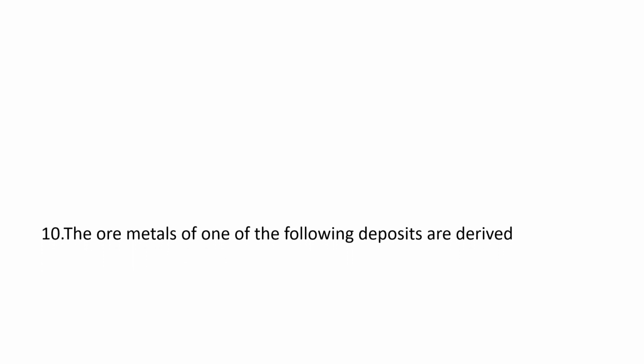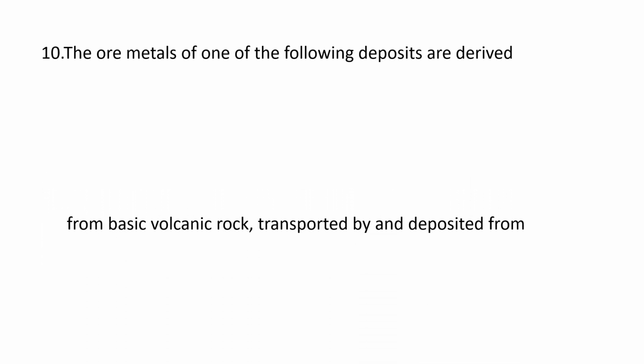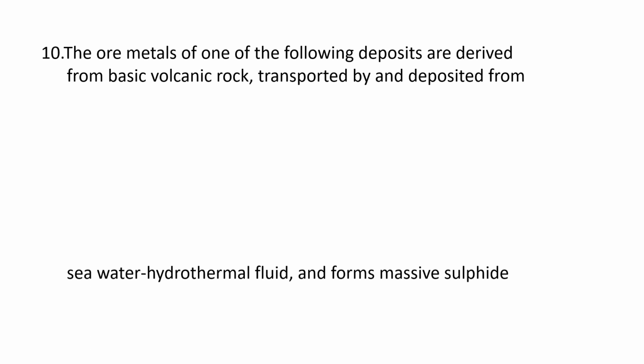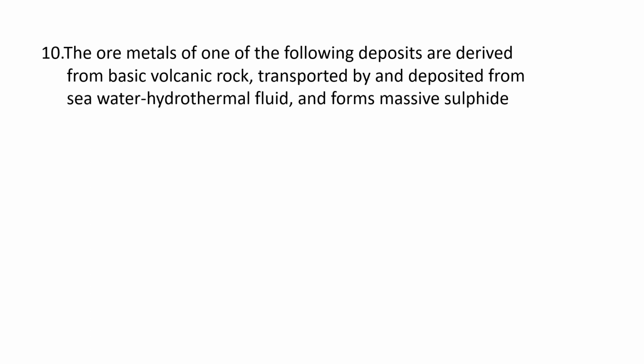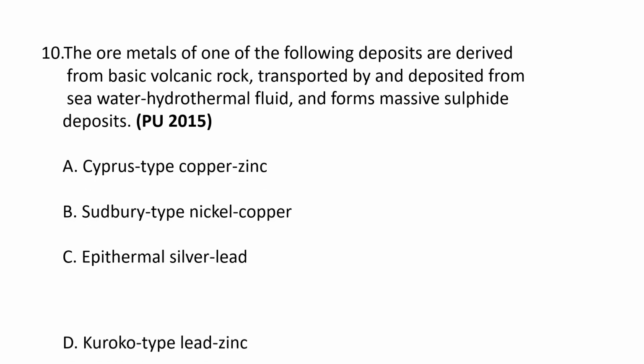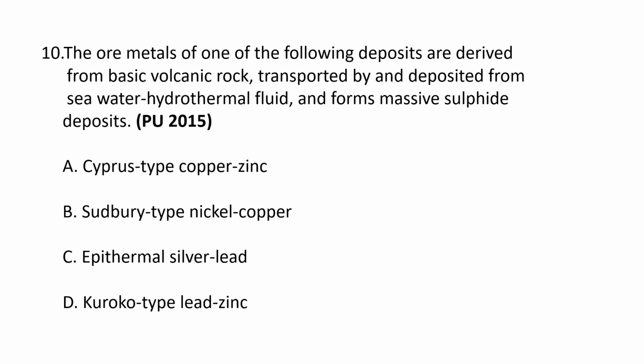Next question. The ore metals of one of the following deposits are derived from basic volcanic rock, transported by and deposited from seawater hydrothermal fluid, and form massive sulfide deposits. So these are A. Cyprus type copper zinc, B. Sudbury type nickel copper, C. Epithermal silver lead, and D. Kuroko type lead zinc. So the correct option is A. Cyprus type copper zinc.